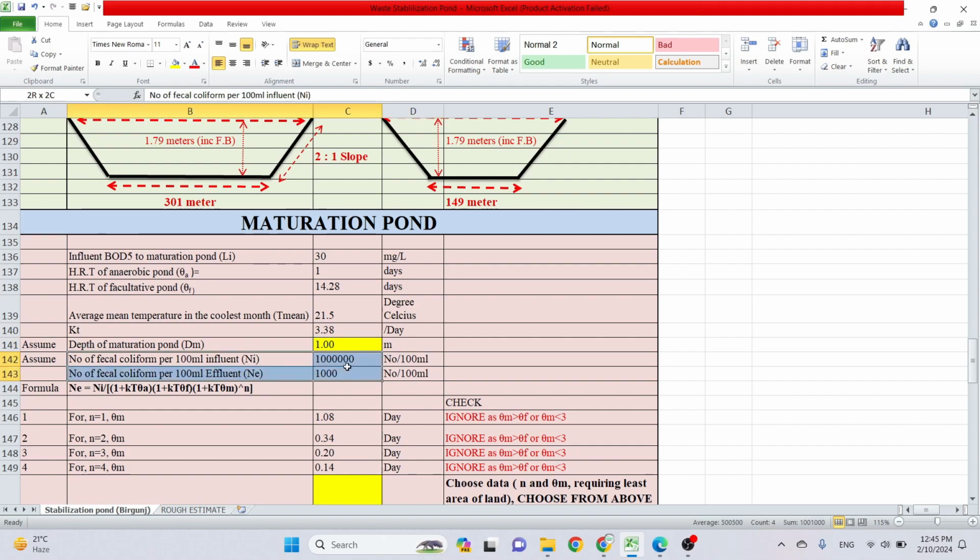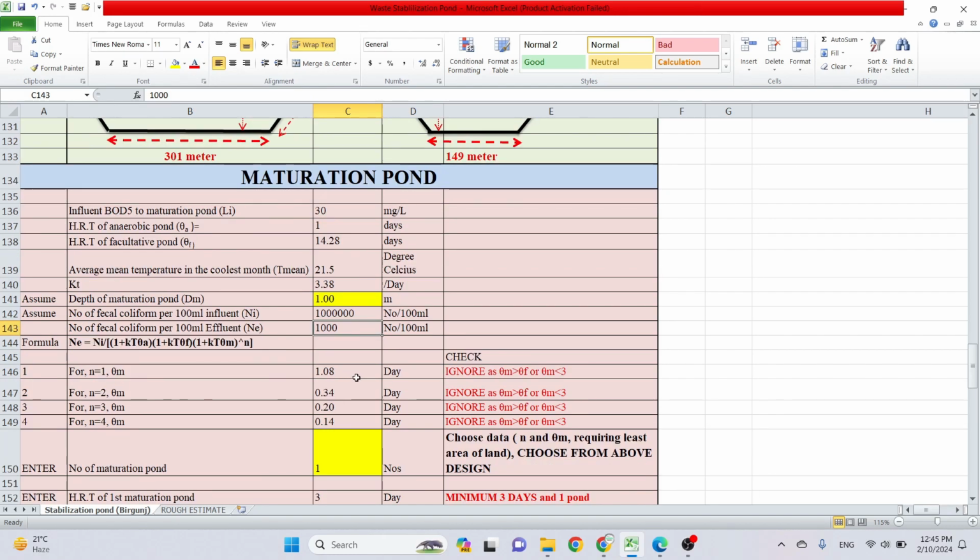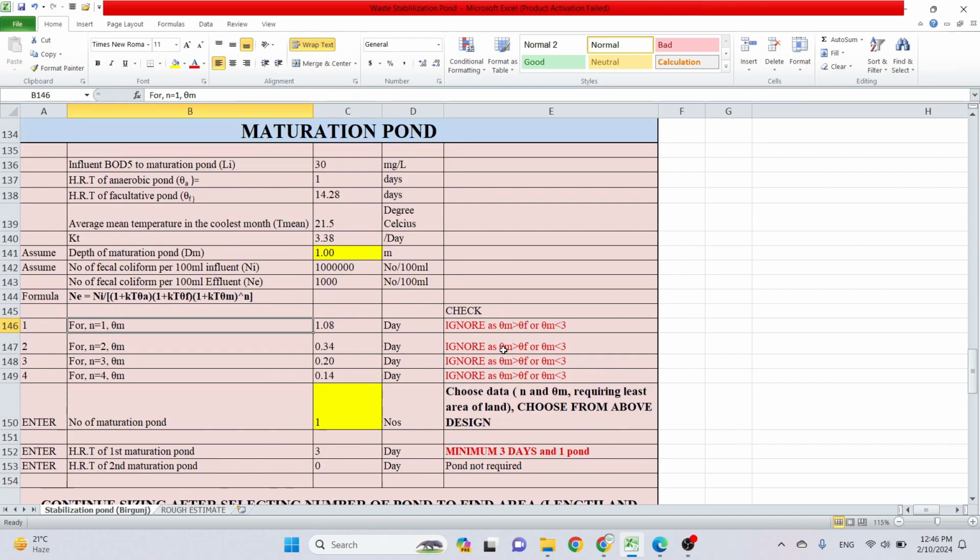The influent number of coliform from the facultative pond is assumed at 10 to the power 6 per 100 ml, and output effluent as 1000 nos of fecal coliform per 100 ml. So from this formula we are getting the SRT of 1 day for 1 pond. As it is lesser than 3 days, it is ignored. For 2, 3, 4 trials also it is getting lesser and lesser. So the number of maturation ponds is taken as 1, and the minimum days required is taken as 3. It should also not exceed 14.28 days, so it ranges from 3 days to the detention time of the facultative pond.